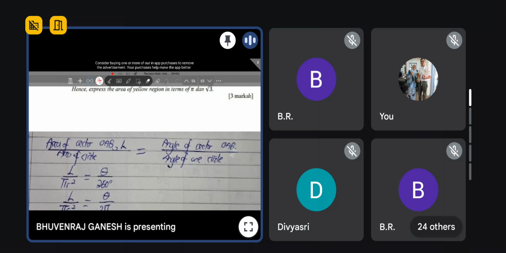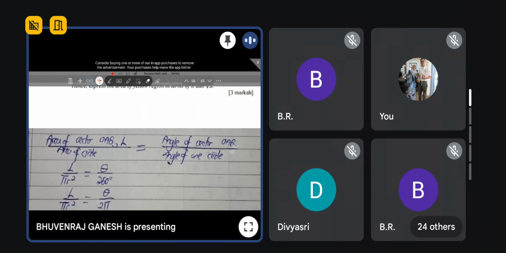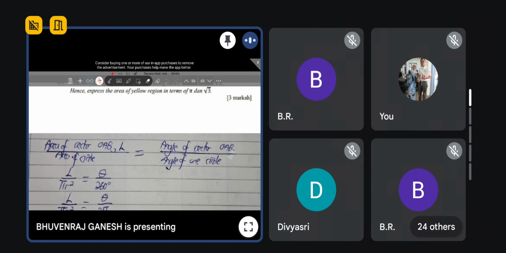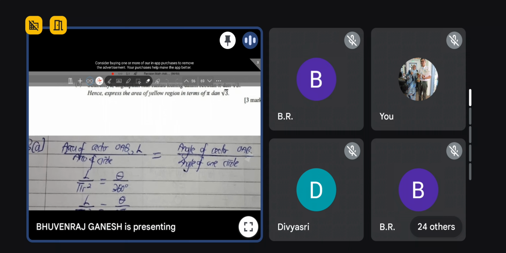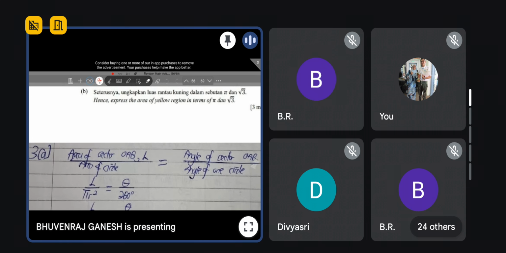Luas sektor OAB bahagi dengan luas bulatan akan sama dengan sudut sektor AOB bahagi dengan sudut satu bulatan. So guys, can you remember this? Do you remember this formula? You see this in modern maths, right? Exactly the same. This one, totally the same. So now we are going to modify this to get an AdMaths formula. Actually, both formulas are the same only.